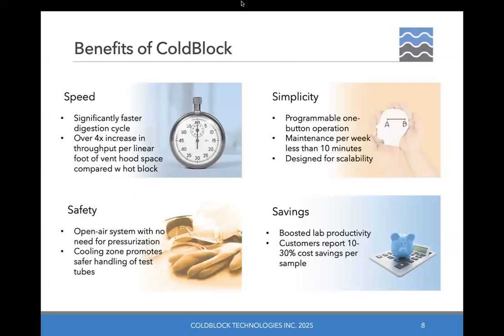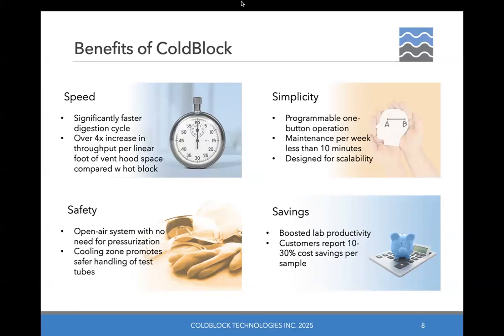So what are the key benefits of ColdBlock? First, regarding speed, we'll show you today how the ColdBlock soils method can be completed in 45 minutes, and again, comparing with EPA's 4-hour and 45-minute method. It's important to highlight what that means for sample throughput in a lab. With current methods, you would be pressed to achieve maybe 1 or 2 digestion cycles in an 8-hour shift. With ColdBlock, you could achieve up to 10.